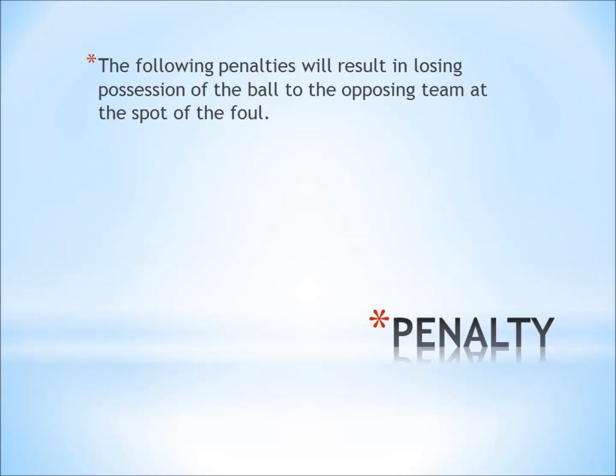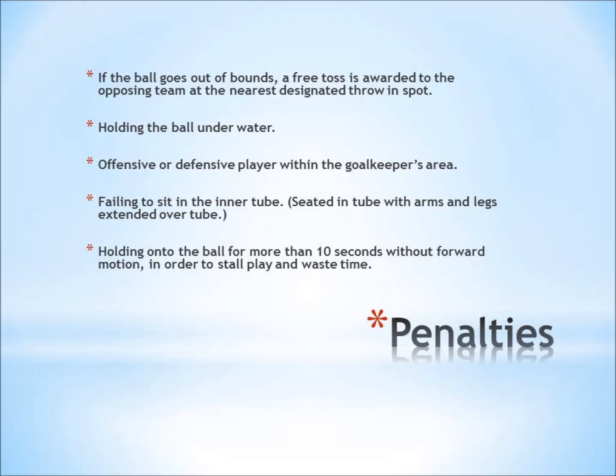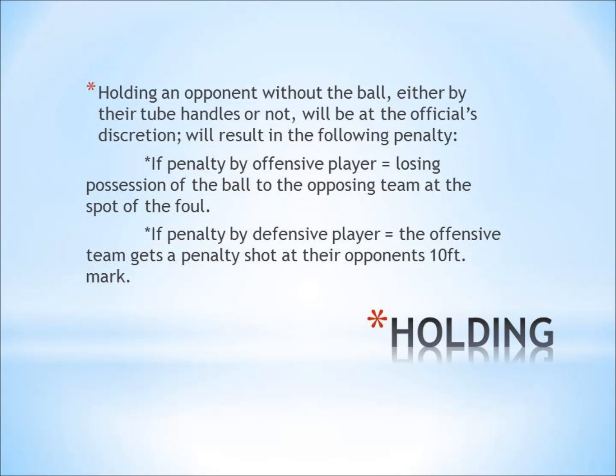The following penalties will result in losing possession of the ball to the opposing team at the spot of the foul. If the ball goes out of bounds, a free toss is awarded to the opposing team at the nearest designated throw-in spot. Holding the ball underwater, offensive or defensive player within the goalkeeper's area. Failing to sit in the inner tube, seated in the tube with arms and legs extended over the tube is the proper mechanic. Holding onto the ball for more than 10 seconds without forward motion in order to stall play or waste time. Holding an opponent without the ball, either by their tube handles or not, will be at the official's discretion and will result in the following penalty.